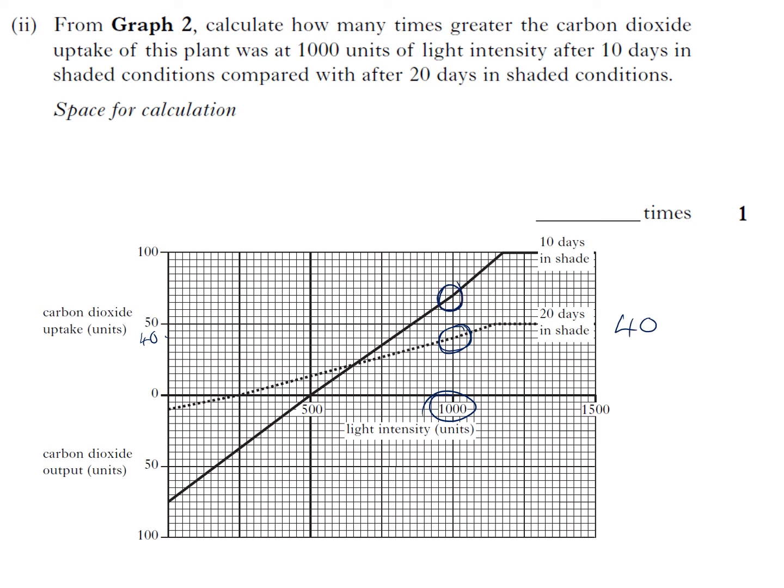10 going up the way here, so 1, 2, 3, 4 up, so 70. So that's at 70. How many times greater? So 70 divided by 40 gives me 1.75 times greater.